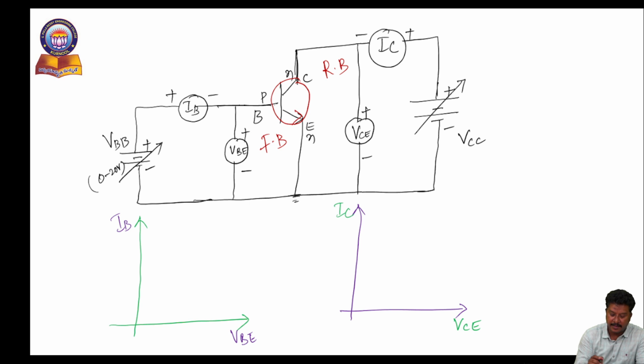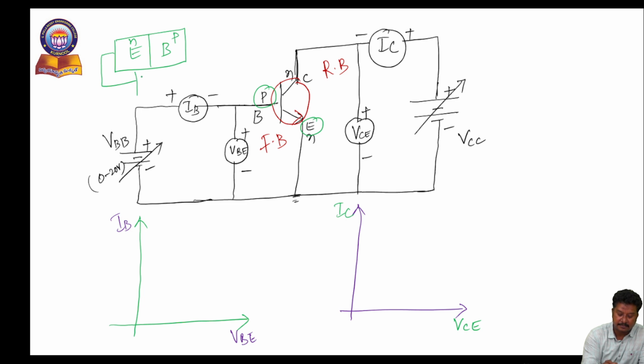If you carefully observe, I am observing the input characteristics between emitter and base, where emitter is an N-type terminal and base is a P-type terminal. So in the forward bias condition, emitter is the negative terminal, connected to the negative terminal of the battery, and the base is the positive terminal, connected to the positive terminal of the battery. So indirectly it is a forward bias of a diode.